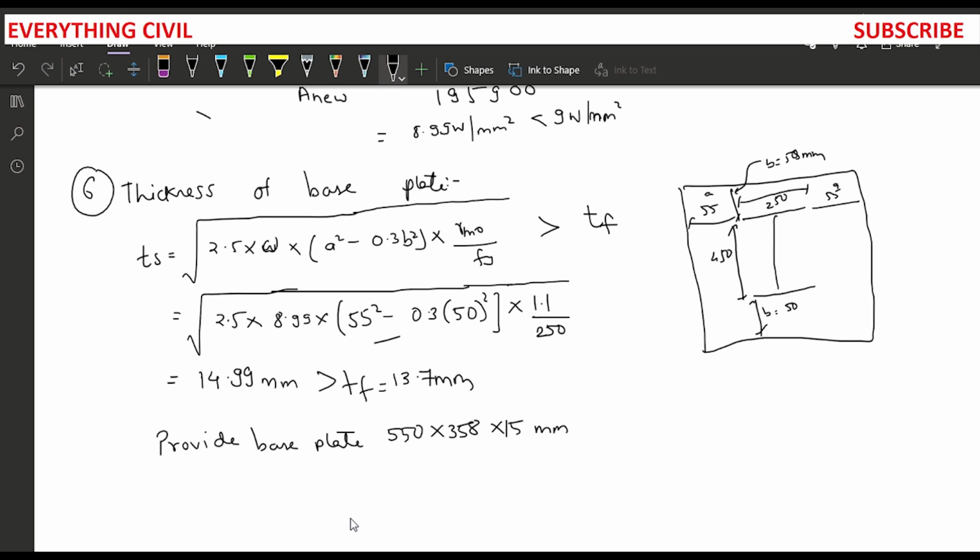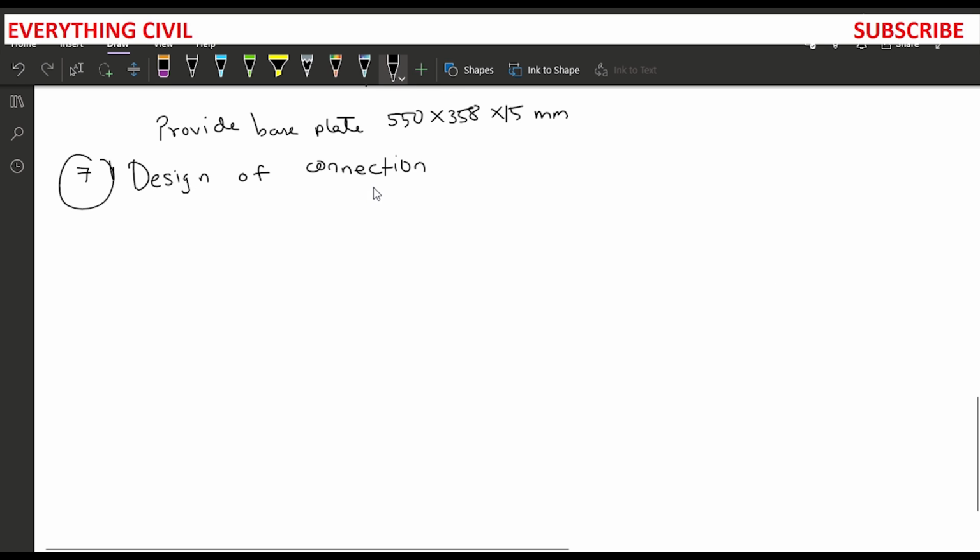So that's all guys, we have designed the base plate. Now it's time to design the connection for this. So there are two ways to design the connection. The first will be bolted connection and the other can be welded connection. So in this video I will explain how to do it by bolted method, and if you want me to do by welded connection you can also comment in the comment section. I'll make a video on this one also. So let's proceed with the connection of the base plate with the column section and the concrete pedestal.